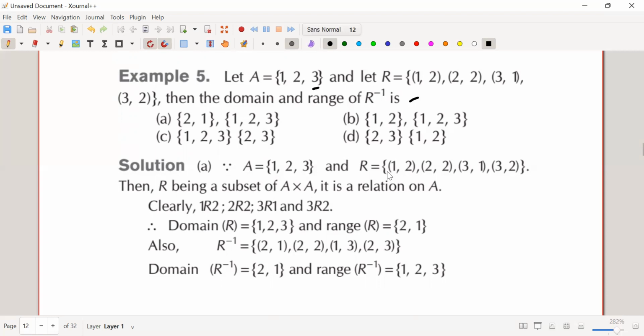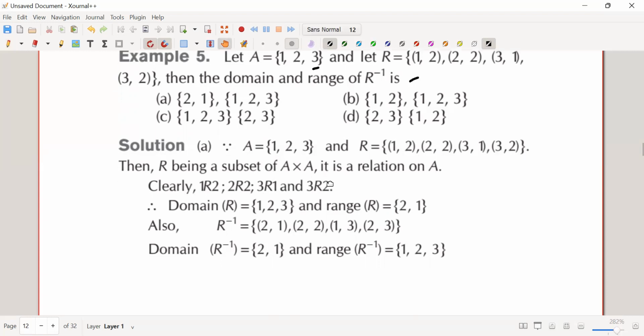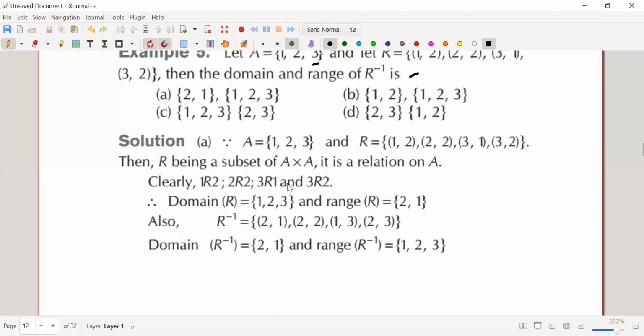A is given. Then R is given: 1 to 2, 2 to 2, 3 to 1 and 3 to 2. So what is the range? The range is 2 and 1. So R inverse is from range to domain A. So the new one would be (2, 2).